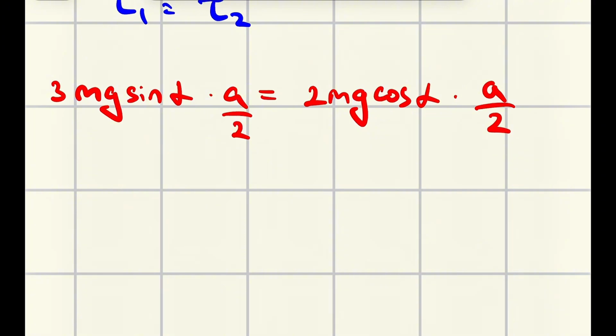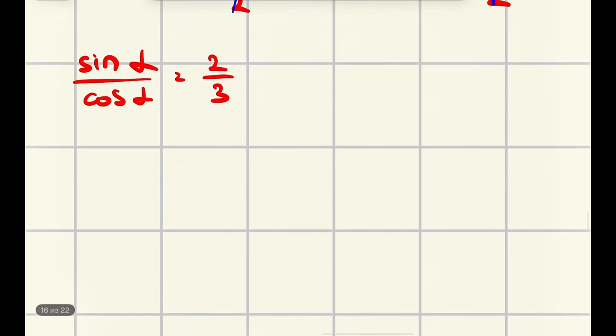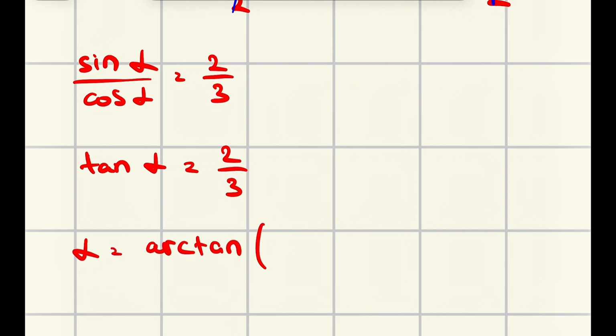As you can see, a is cancelled out, this is cancelled out, and then mg goes out. We can move this cosine to that side, and then you would have sine alpha divided by cosine alpha. Here we would have 2 divided by 3, and sine divided by cosine gives us tangent alpha. This would be still 2 divided by 3, and alpha would be just what? This thing would be arctangent 2 divided by 3, and that would be our answer in this case.